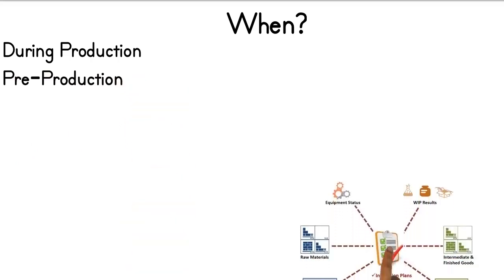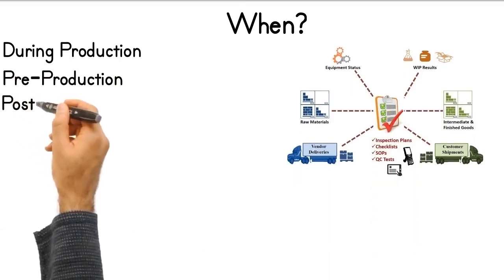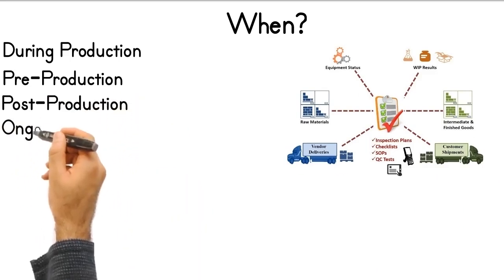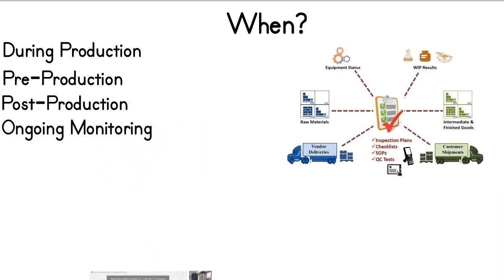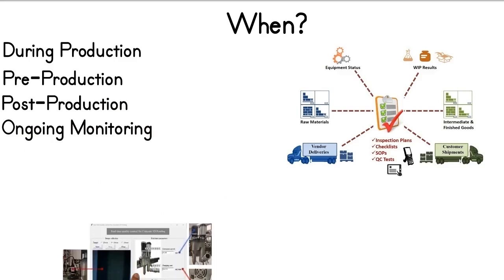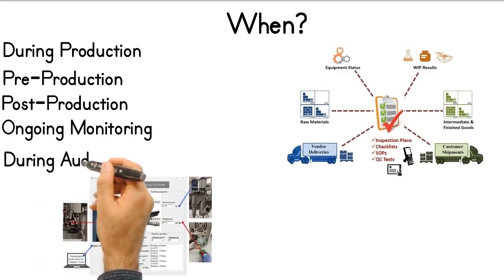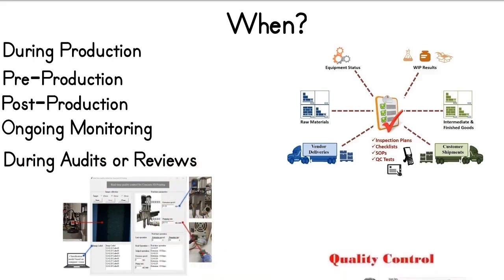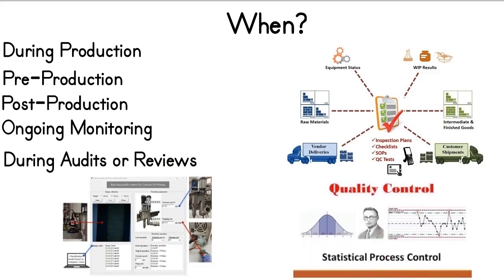Pre-production. Quality control measures may be applied before production starts, such as inspecting raw materials to ensure they meet specified criteria. Post-production. After production, quality control checks are performed on finished products to verify that they meet customer requirements. Ongoing monitoring. Continuous process monitoring occurs during production to quickly detect any deviations from standard processes, allowing for prompt corrective actions. During audits or reviews. Periodic assessments or audits are conducted to review the effectiveness of quality and process control systems.